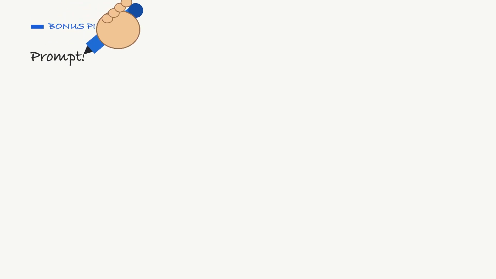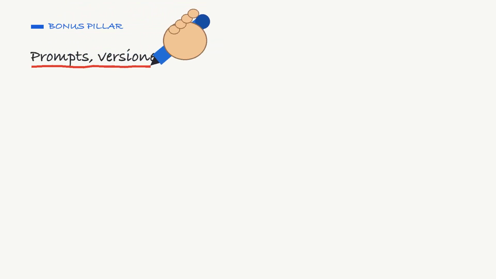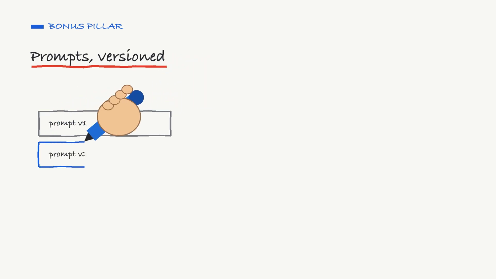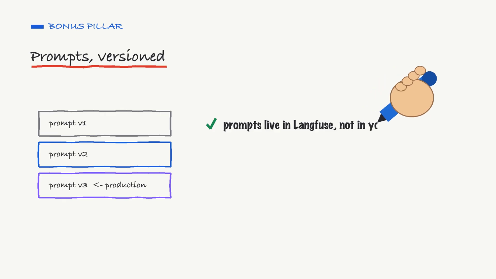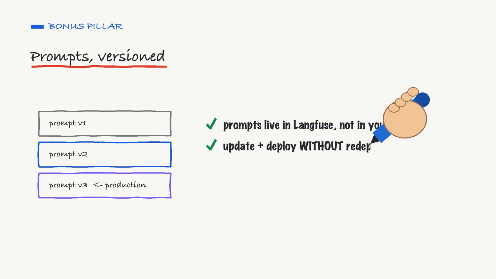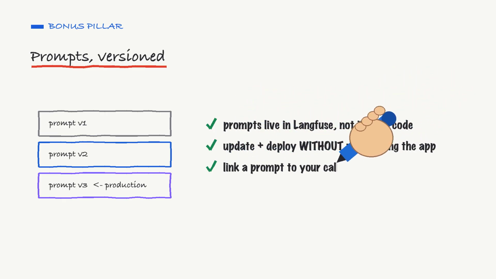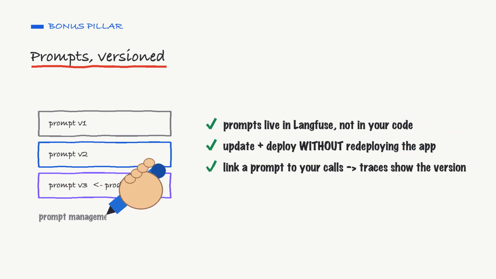Bonus pillar, prompt management. Your prompts can live in Langfuse instead of being hard-coded. You edit, version, and deploy them without redeploying the app. And when you link a fetched prompt to your calls, each trace records exactly which version ran. So when quality drops, you can tell instantly whether it was version 3 or your code.